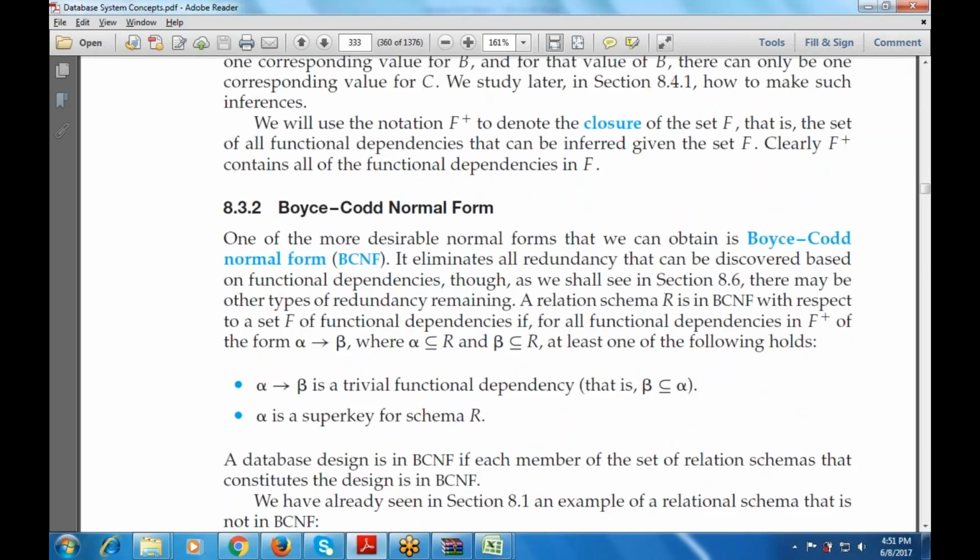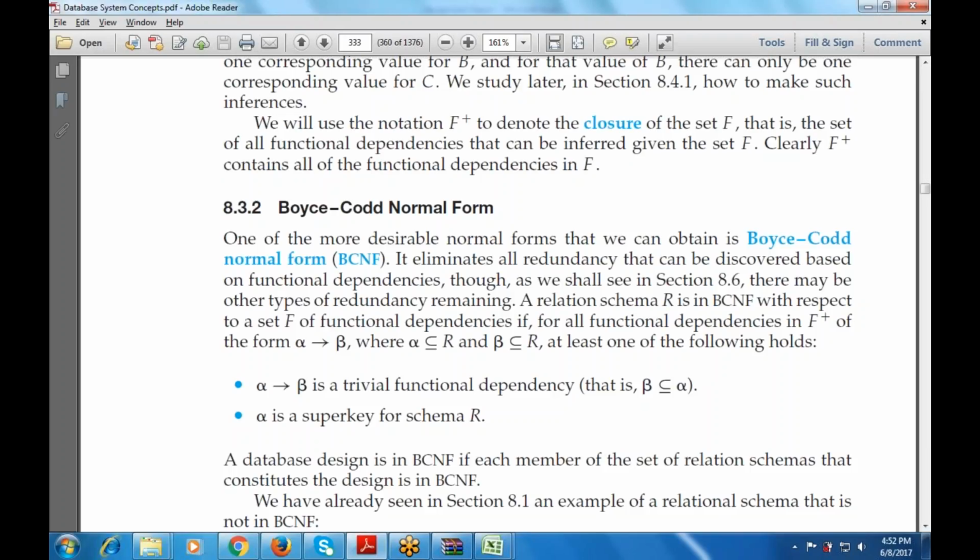This eliminates all the redundancy that can be discovered based on the functional dependencies, and there may be some other types of redundancy that are still remaining. A relation schema R in BCNF with respect to the set F is denoted with BCNF. Other types of dependencies are also available with the database remaining.